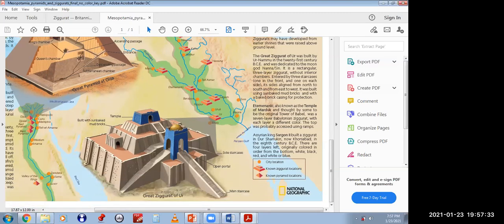So guys, you need to remember these three things about the pyramids and the ziggurats, okay?